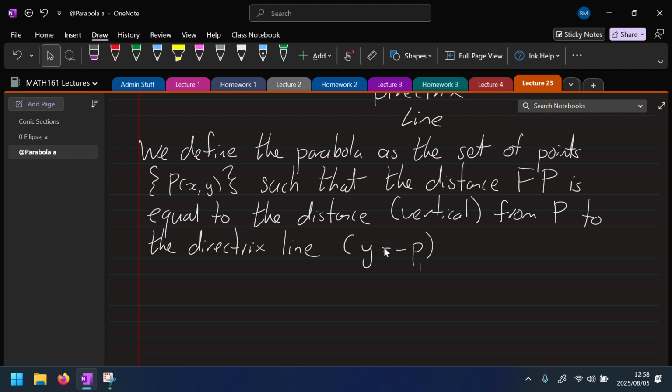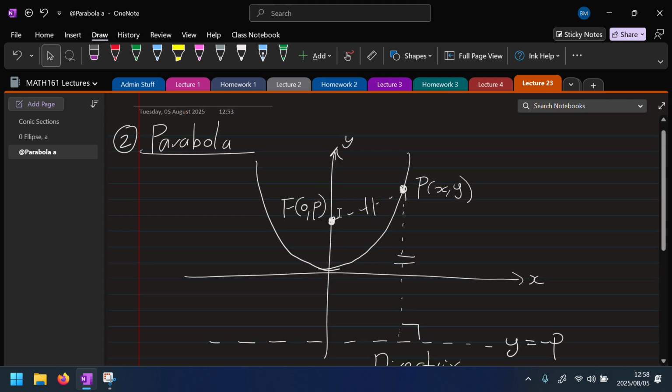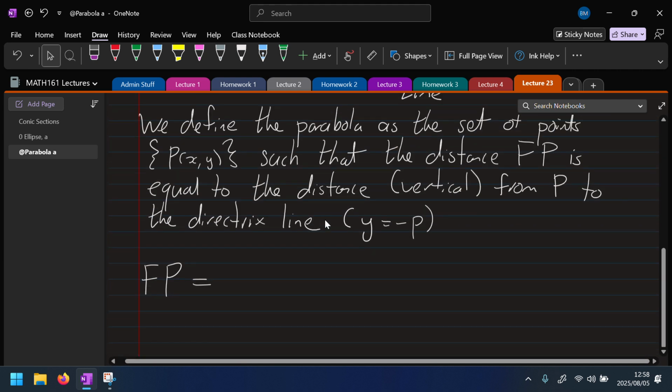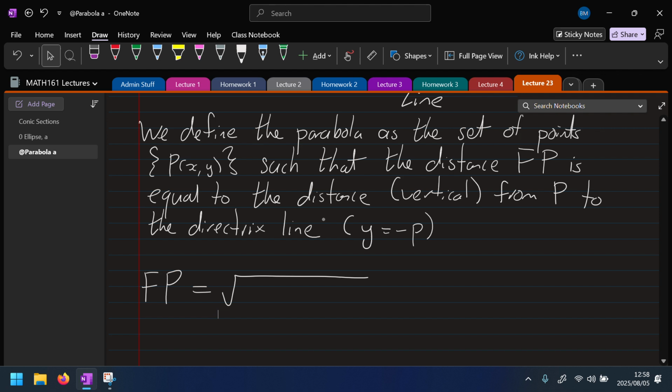So let's write out an equation for this. So again, distance formula, a whole lot of algebra, and then we get that equation we had at the beginning. Okay, so firstly, what is this distance FP? So we know F, that's given here at 0, p, and we know P, that is just (x, y). So that's given. So FP, just distance formula. So that will be the root of x squared plus (y minus p) squared. Okay, again, that's just distance formula.